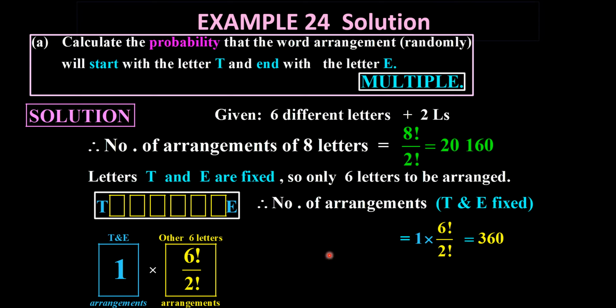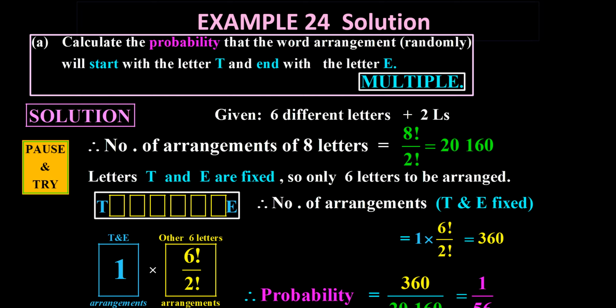But recall that we didn't ask you to count, we want the probability. And we know the total arrangements for the 8 letters is 20,160. So the probability there would be 360, because that's the case where it starts with a T and ends with an E, over the 8 letters arranged without any restrictions. And if you simplify that, it gives me a probability of 1 over 56.